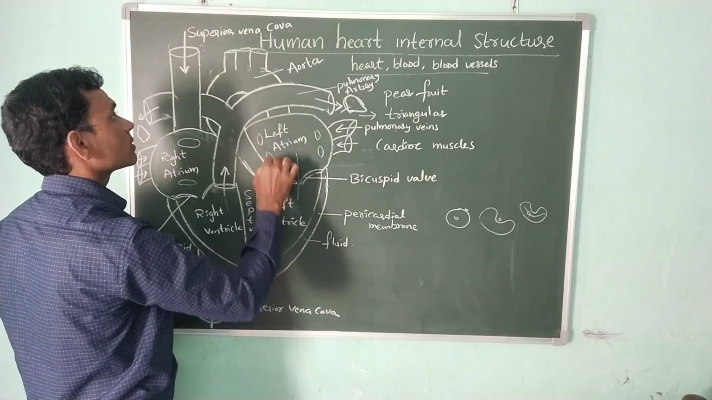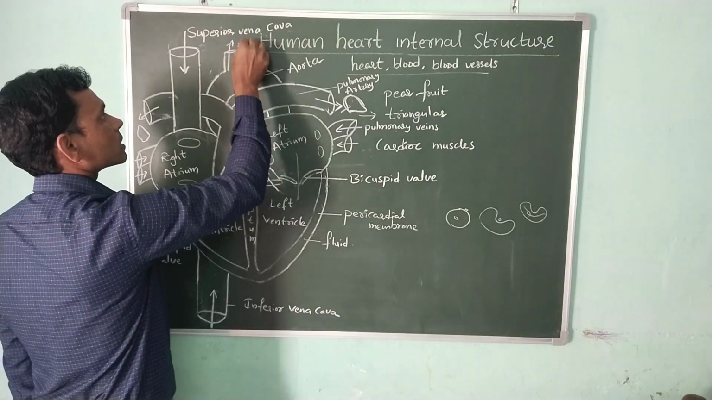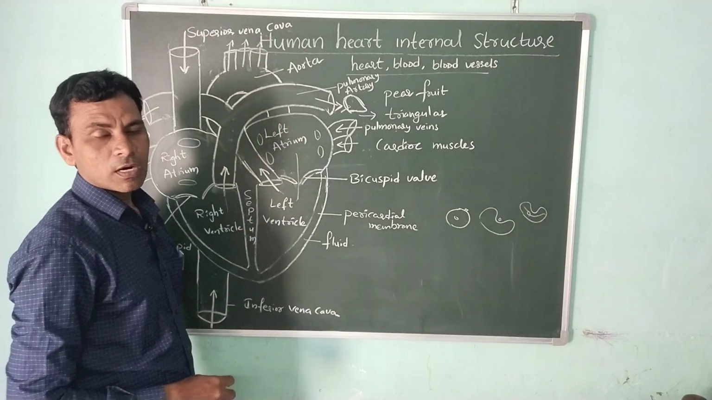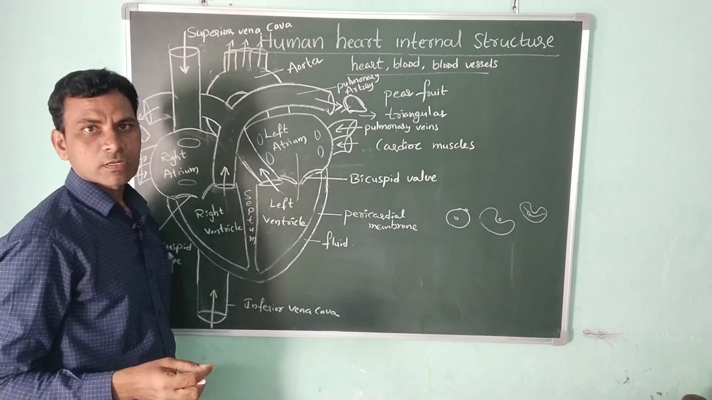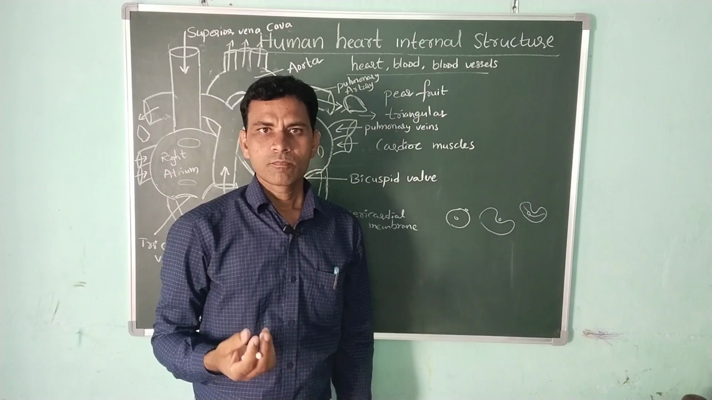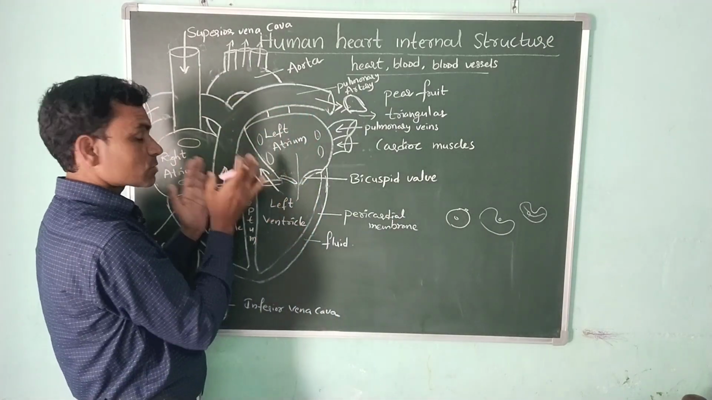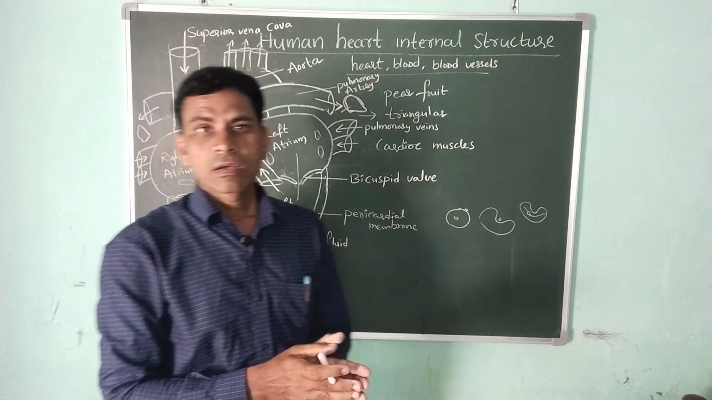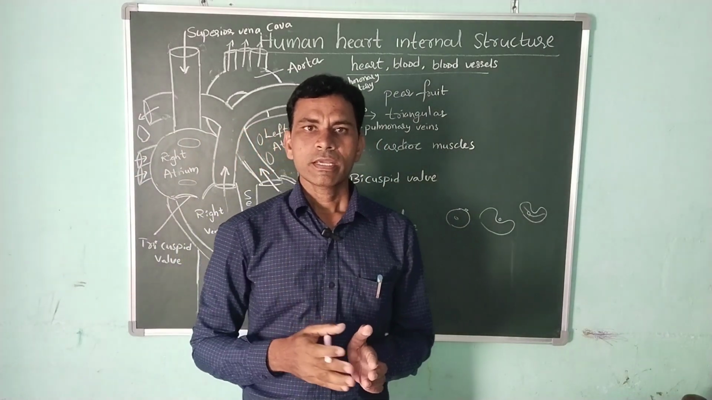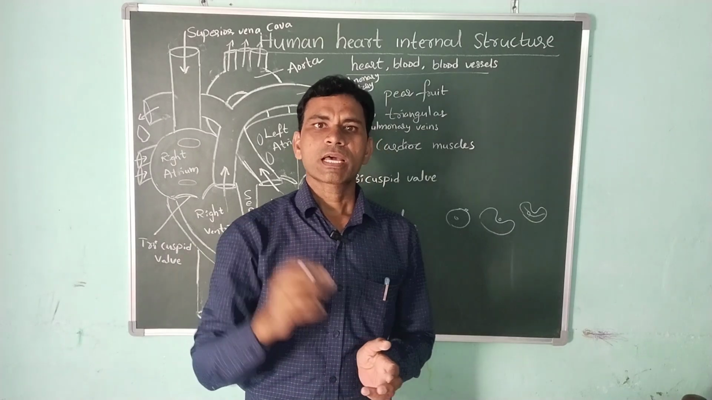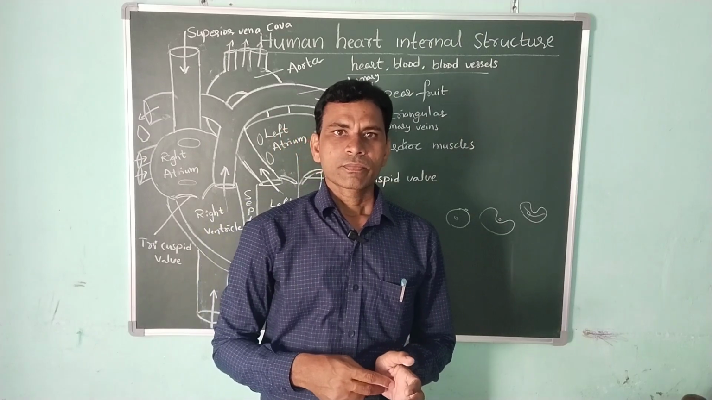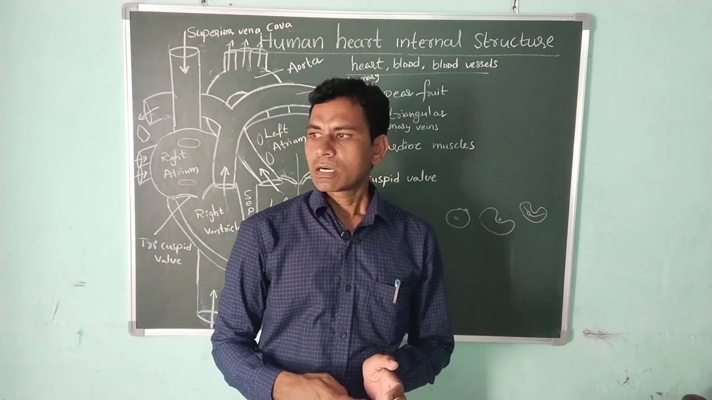So see this one, the aorta goes to the body parts, the upper body parts. One branch is connected to the heart, the coronary arteries. The heart also requires blood; heart muscles also require blood. The blood vessels present on the heart muscles are called coronary arteries and veins. Veins carry deoxygenated blood from the heart muscles, and arteries supply oxygenated blood.